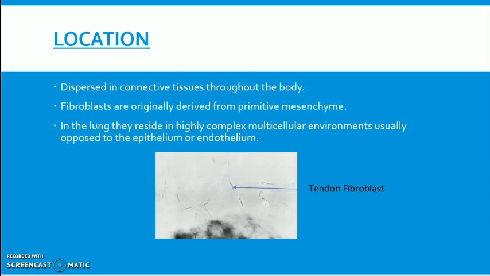When we looked at its location, we discovered that it is dispersed in connective tissues throughout the body. The tendon fibroblasts are originally derived from primitive mesenchyme, and in the lung they reside in highly complex multicellular environments, usually opposed to the epithelium or endothelium.